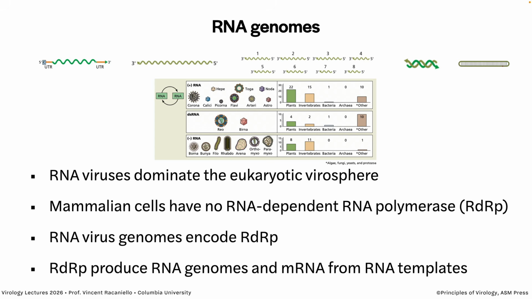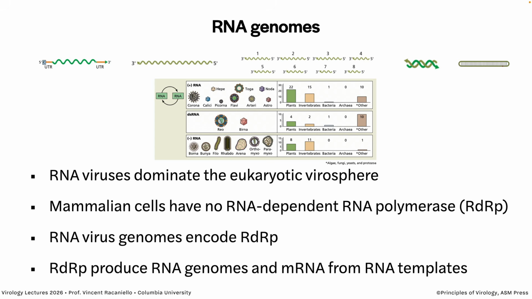Now, for RNA viruses, the cell cannot copy the RNA. Cells can copy DNA because they have a DNA polymerase. But given RNA from a virus, a cell cannot copy it. Consequently, every virus genome on the planet that has an RNA genome has to have an RNA-dependent RNA polymerase to copy it. So mammalian cells don't have that enzyme, so I will abbreviate it as RDRP.